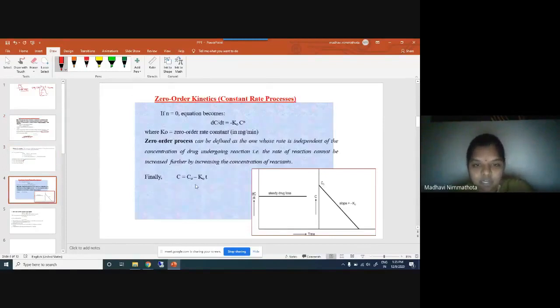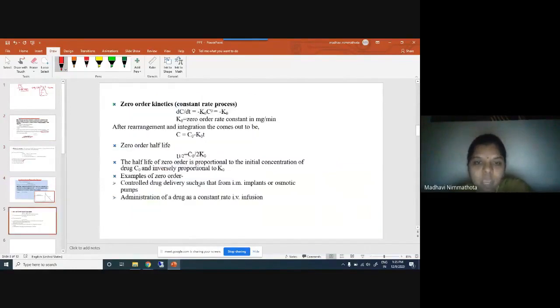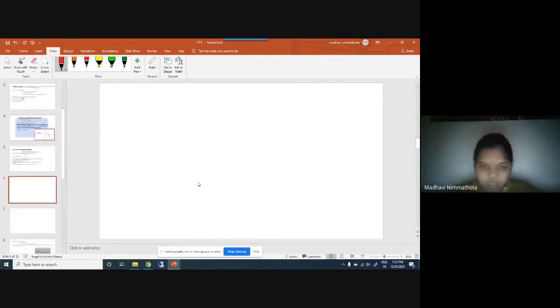You already know dC/dt equals minus k0 into C0, right? Now I am going to tell you the derivation part, how you will get this equation. Here I am writing the derivation, and everyone has to write it down. What is the general equation? dC/dt equals minus k C to the power of n.